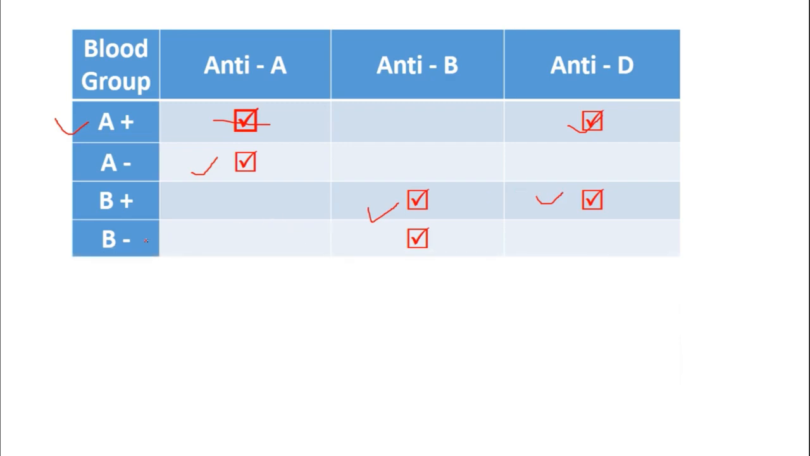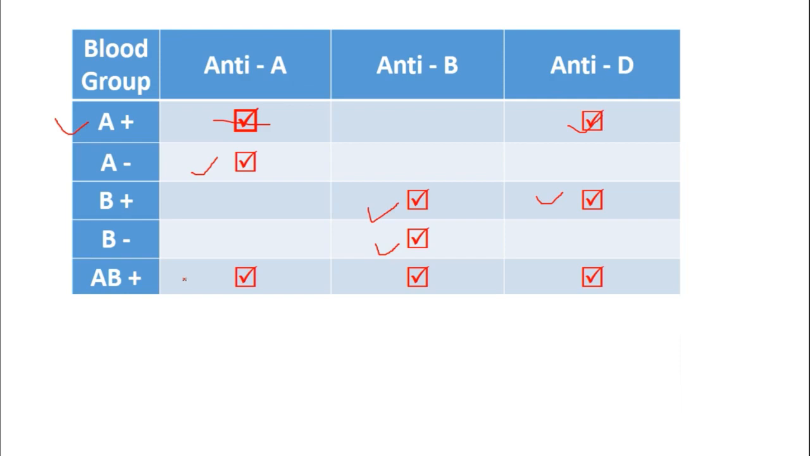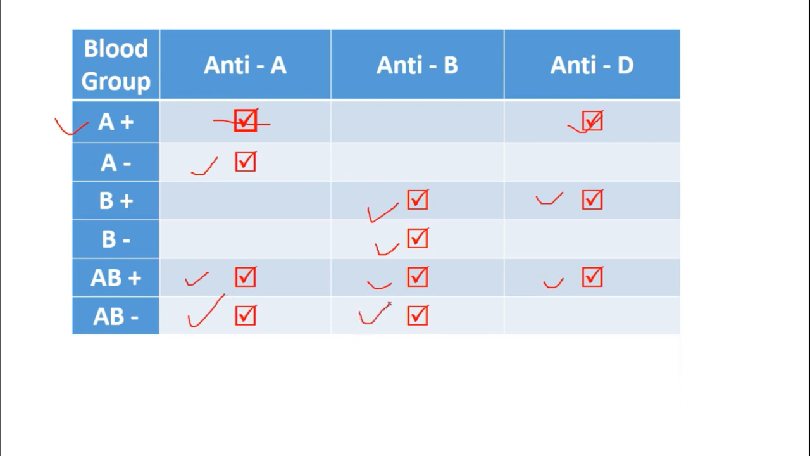In persons of B negative blood group, you will find agglutination only in the antisera B. In persons of AB positive blood group, as we saw in my previous slide, we will find agglutination in all three antisera solutions. That means antisera A, antisera B and antisera D. In persons of AB negative blood group, we will find agglutination in antisera A solution and antisera B solution.